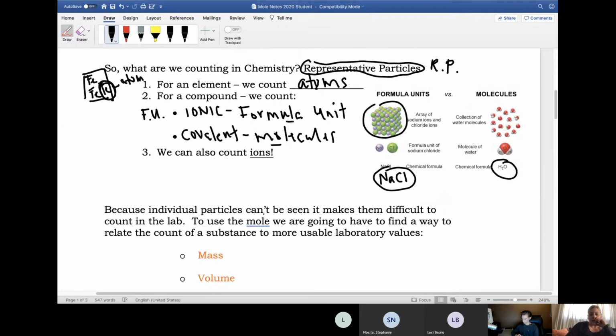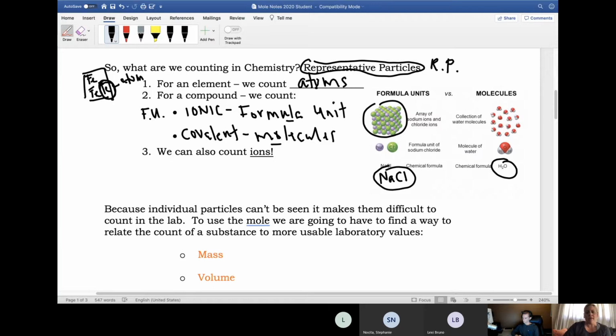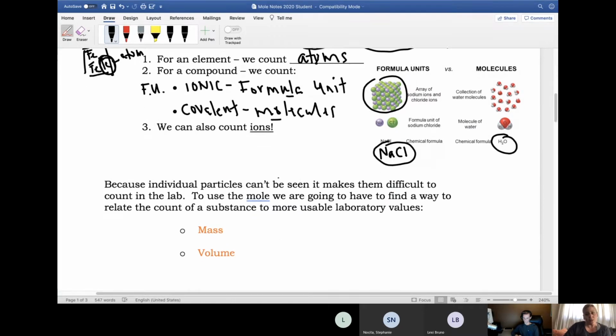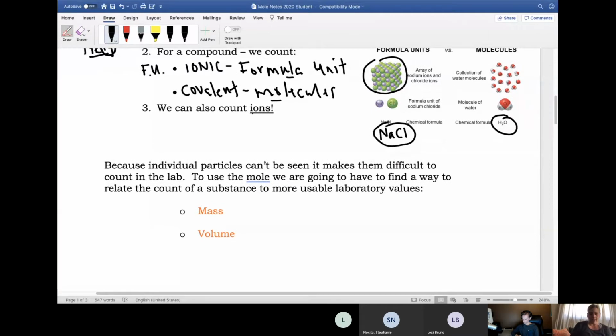Now, if I have a sample of sodium chloride, can I look with my bare eye and see how many formula units are in that sample? Would that be possible? No, it's not. Because we can't see something so small, we have to be able to convert that count into something that we can measure in the laboratory. The two things that we can measure in the laboratory are mass, where I could put it on a balance and mass it in grams, or volume, where I could use a graduated cylinder or beaker and figure out how many milliliters or liters it is. And that's why we're doing these conversions.